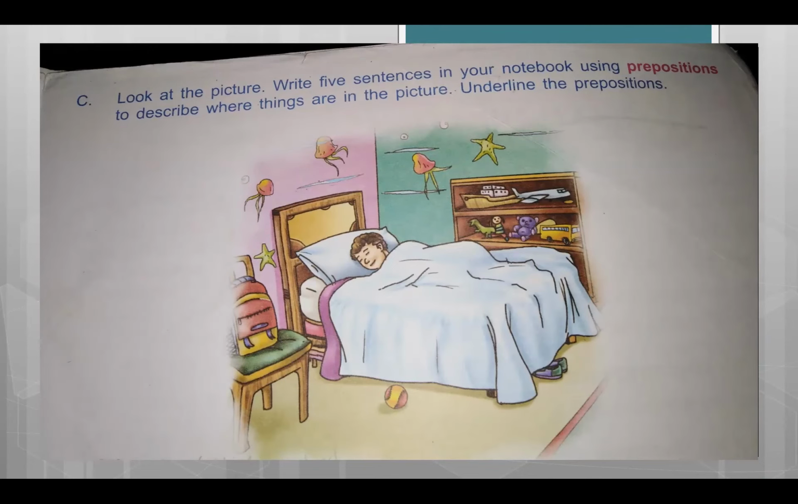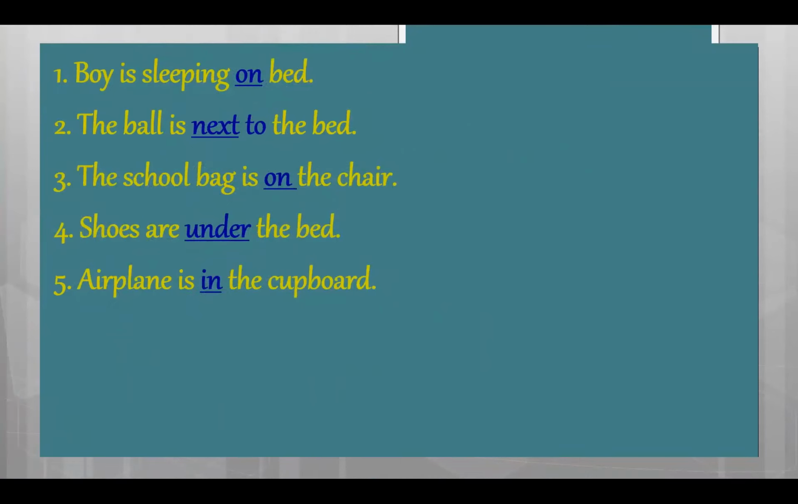Look at the picture. Write 5 sentences in your notebook using prepositions to describe where things are in the picture, and underline the prepositions. Students, look at this picture carefully. You have to write down 5 sentences using prepositions. Tell me, where's the boy? What is he doing? Where's his bag? You can see the ball. Where is the ball? Where are the shoes? Where are the toys? You'll describe all these things.